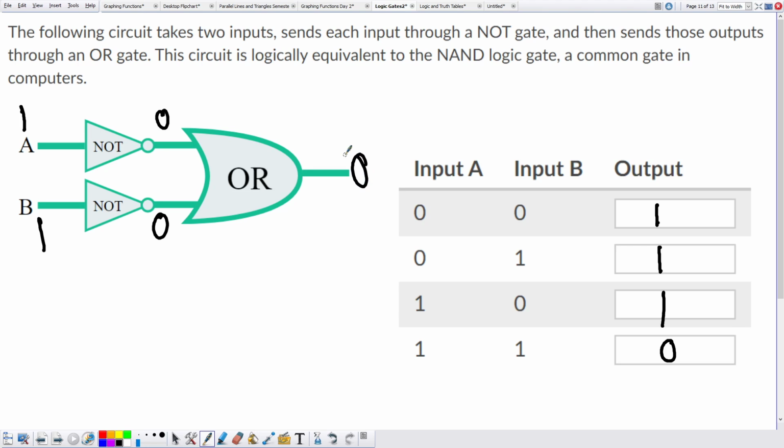So we can see it's called the NAND gate, or the NOT AND gate, because it's the exact reversal of values that you would expect from an AND gate.